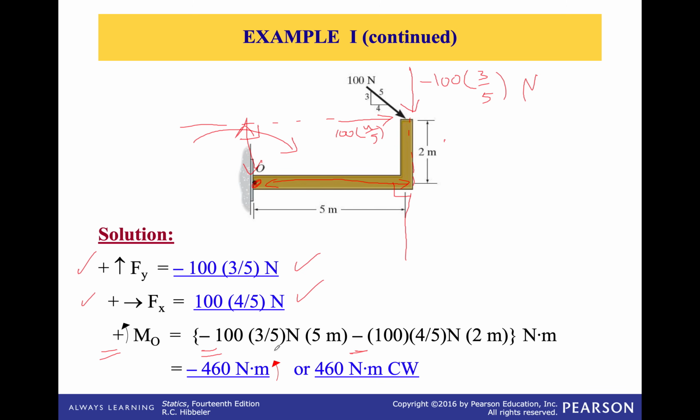And when you have them all together, you will end up with minus 460 Newton meters, and we can say that this is 460 Newton meters clockwise. And this is how we solve a two-dimensional problem to determine the moment of a force in a two-dimensional case.